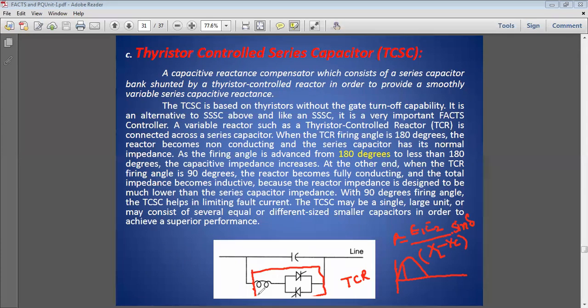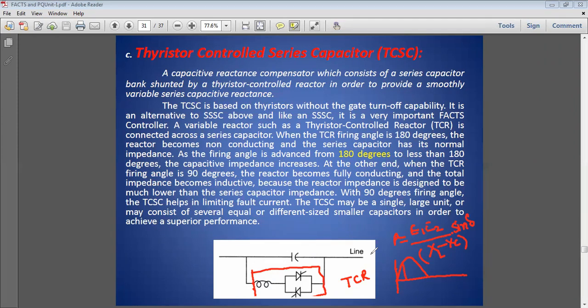It is shunted by the thyristor controlled reactor in order to provide the smooth variable series capacitive reactance. It is already told that the capacitor cannot be controlled in a smooth manner. Either it can be a thyristor switched reactor, but with the help of a thyristor controlled reactor shunted across the capacitor, it is possible to obtain the smooth variable series capacitive reactance.